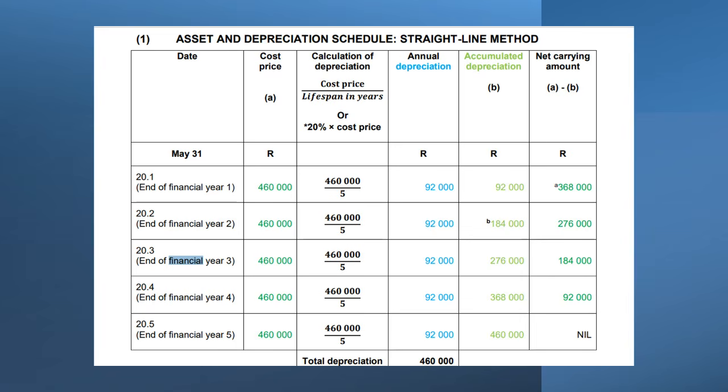The reason you multiply by 12 over 12 is because this machinery was purchased at the beginning of the financial period. So which means the asset, this machine, was with us for a full 12 months. So that's why they say 460 divided by 5, or you could have just said 460 multiplied by 20%, multiplied by 12 divided by 12. You will still get the same answer of annual depreciation of 92,000 rand.